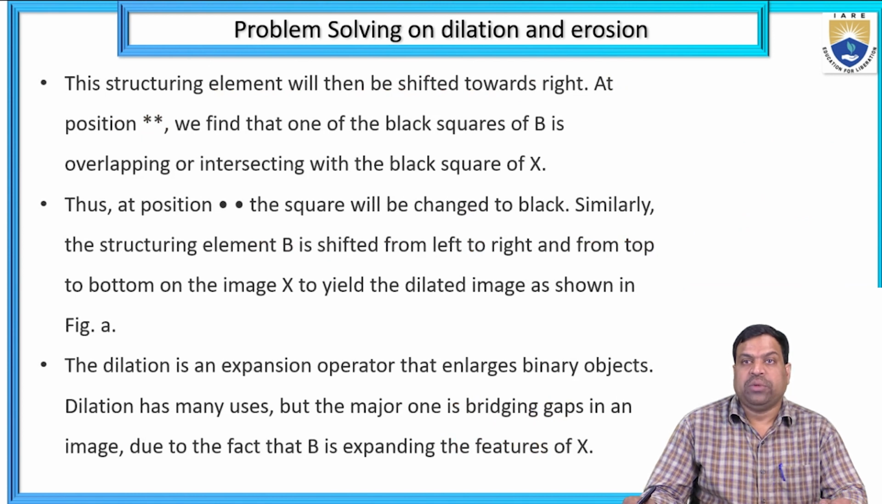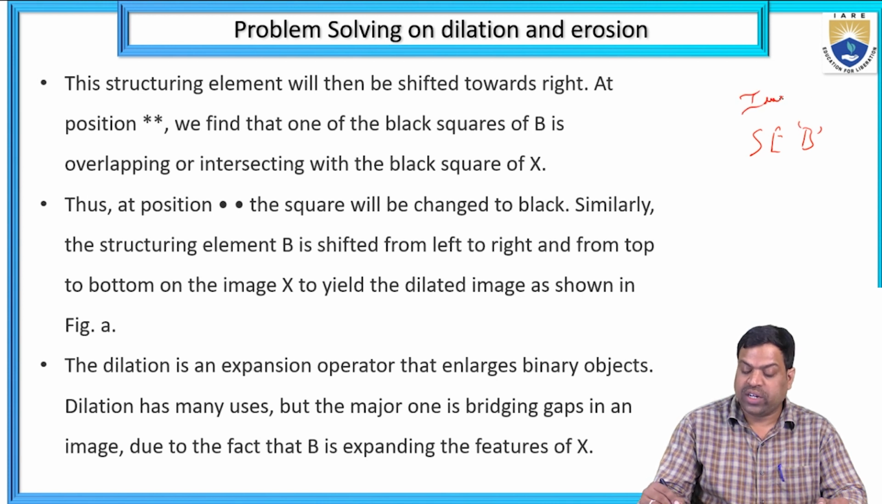So the structuring element will then be shifted towards the right, to a position where we find that one of the black squares of B is overlapping or intersecting with the black square of X. At that position, the square will be changed to black. Similarly, the structuring element is B and the image is A. The output I am taking as a, after the structuring element, is an erosion or dilation.